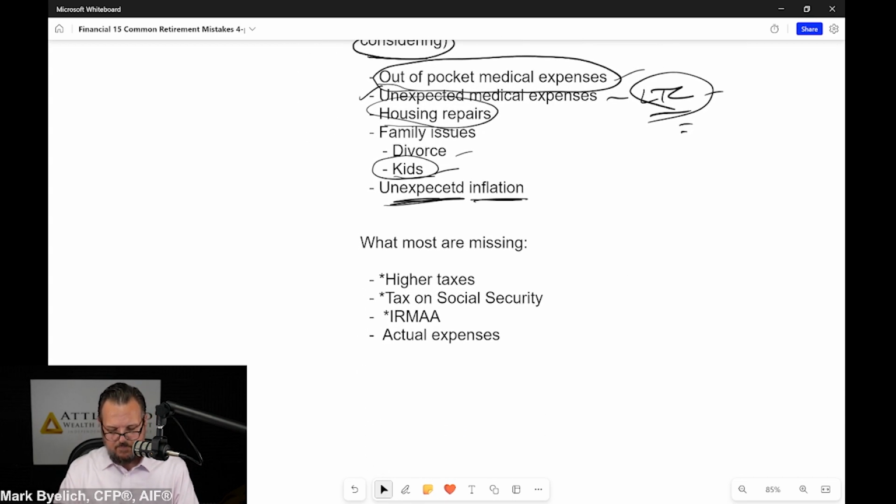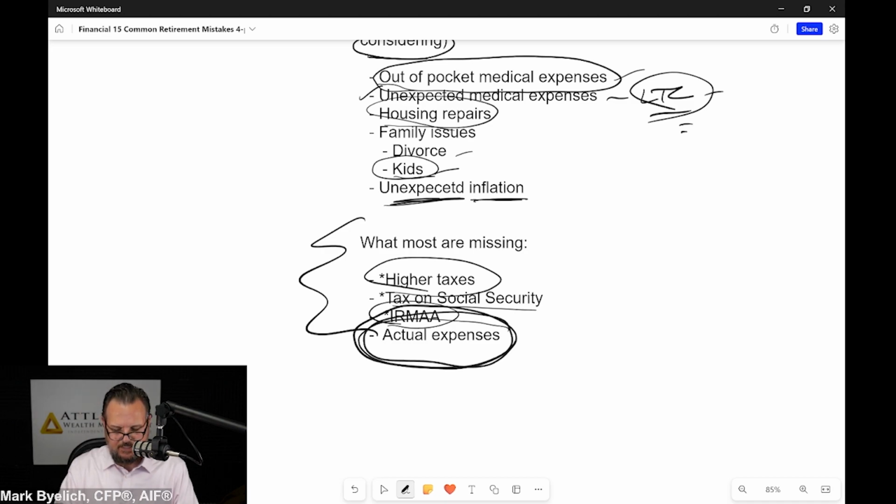What most individuals, and unfortunately most financial advisors, are missing is higher taxes. Not planning for the potential doubling of taxes, probably by year 2030, and how that's going to affect your retirement plan. As I said before, taxation of Social Security, IRMAA, we talked about that again, but actual expenses.